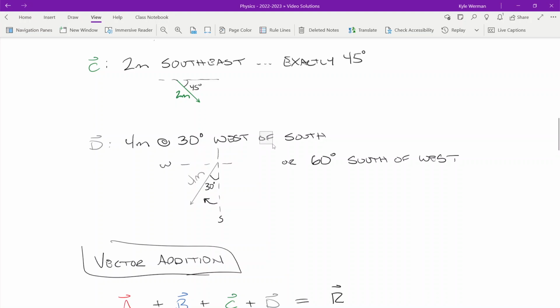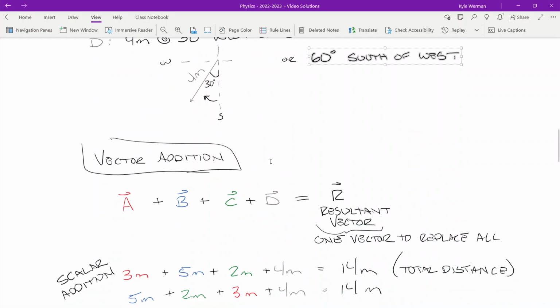When you see "of," you can think of "from." And so west from the south, I would face south. And I go from there towards the west 30 degrees. If I went 90 degrees, I would be going all the way west, but only 30 gets me here. Right? Coincidentally, if I face west and I go south from the west, or south of the west, 60 degrees, I would be in the same direction. So saying 30 degrees west of south or 60 degrees south of west are the same direction.